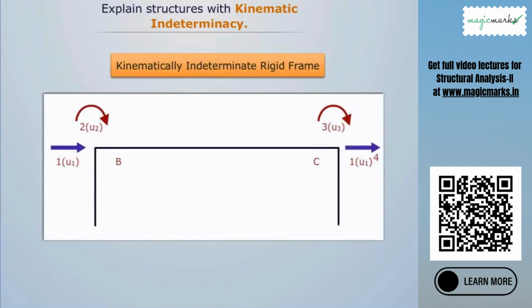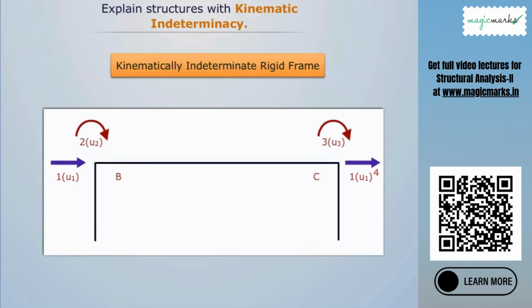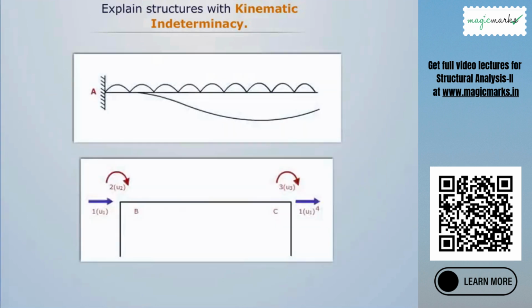In a rigid frame, the joints B and C have 3 degrees of freedom each. Now, if axial deformations of the members are neglected, then U1 is equal to U4, and U2 and U4 can be neglected. Hence, we have 3 independent joint displacements. These are rotations at B and C and 1 translation. Now let's summarize the kinematic indeterminate structures.